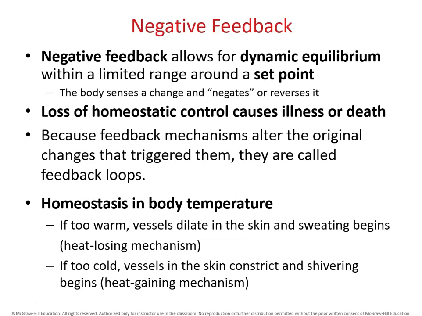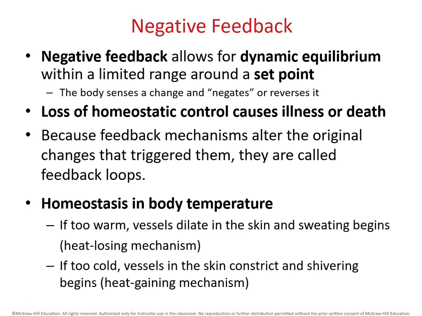There are two different ways that we can have feedback in the body. We call these feedback loops. Negative feedback loops are much more common. A negative feedback loop keeps things at a narrow set point, like your blood sugar stays in a range between about 90 and 110 for healthy people.